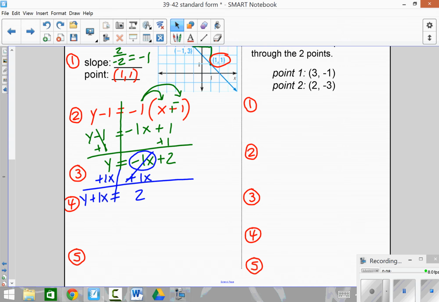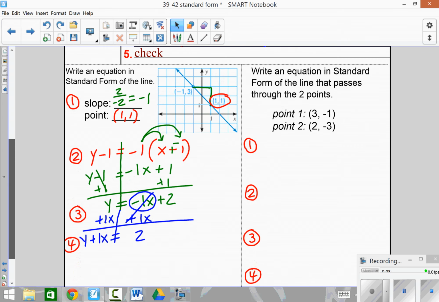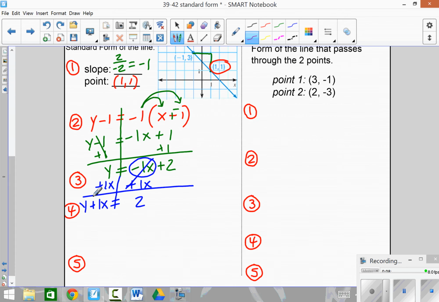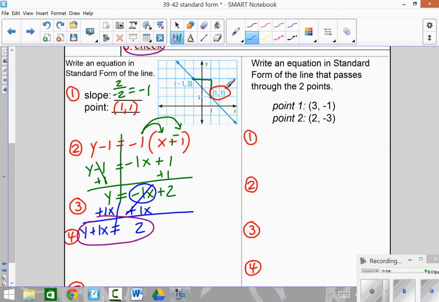Okay? All right. Last step then. How do you check to make sure after all of these steps you actually did this correctly? Well, my equation that's in standard form is y plus 1x equals 2. I'm going to check an ordered pair. I can either check my 1 and 1, or I can check my negative 1 and 3. Ideally, it'd be nice that you check both of them to make sure they are correct. So let's actually check our first point, 1, 1.